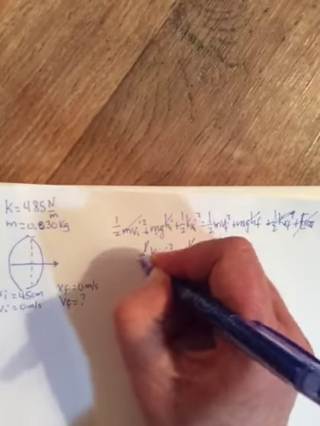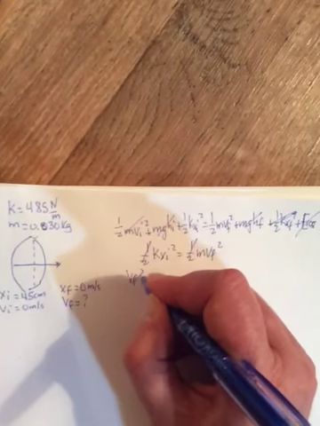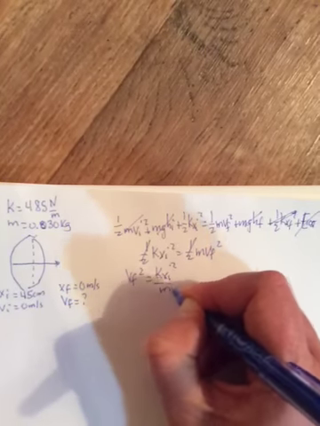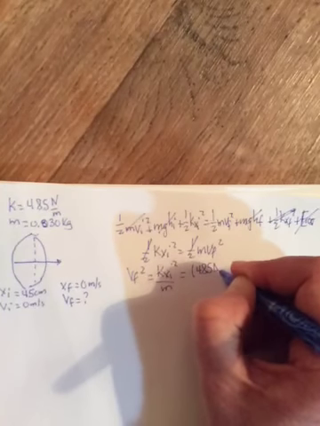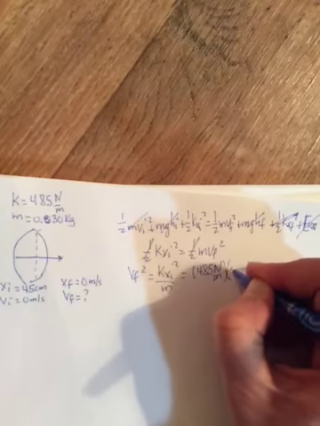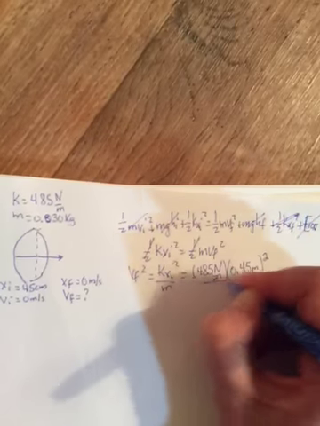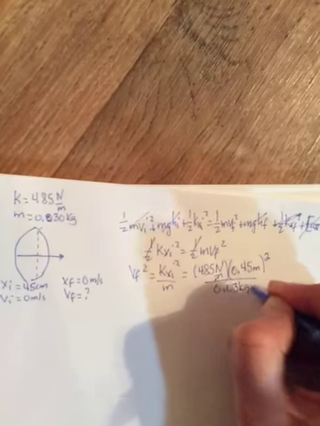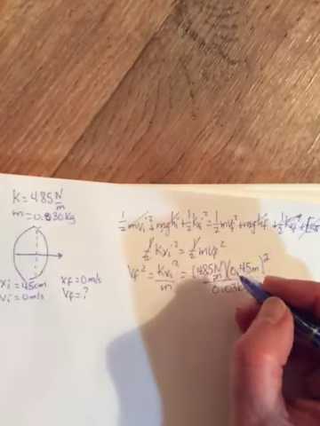Again, the halves will cancel, and you're looking for v final, so divide by m. So v final squared is equal to kx initial squared divided by m. The k, we were told, was 485 newtons per meter. The x initial was 45 centimeters, or 0.45 meters squared, divided by the mass, 0.03 of a kilogram. And again, this will be v final squared. You will have to take the square root.